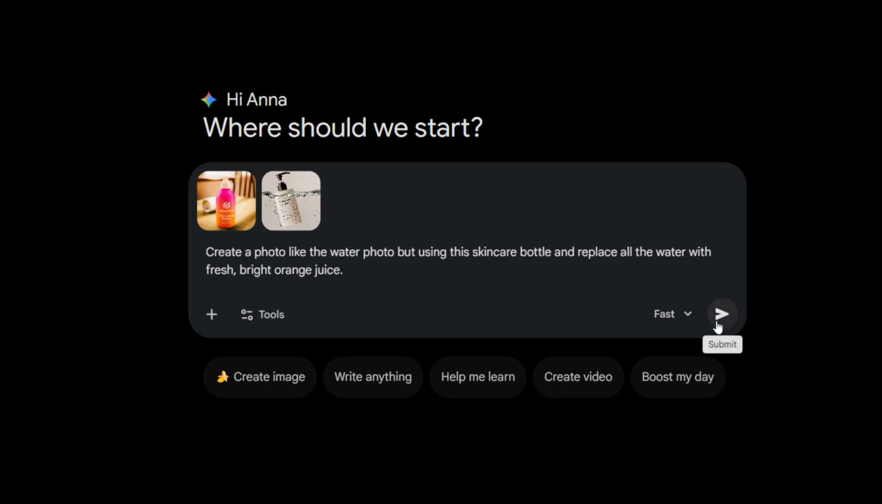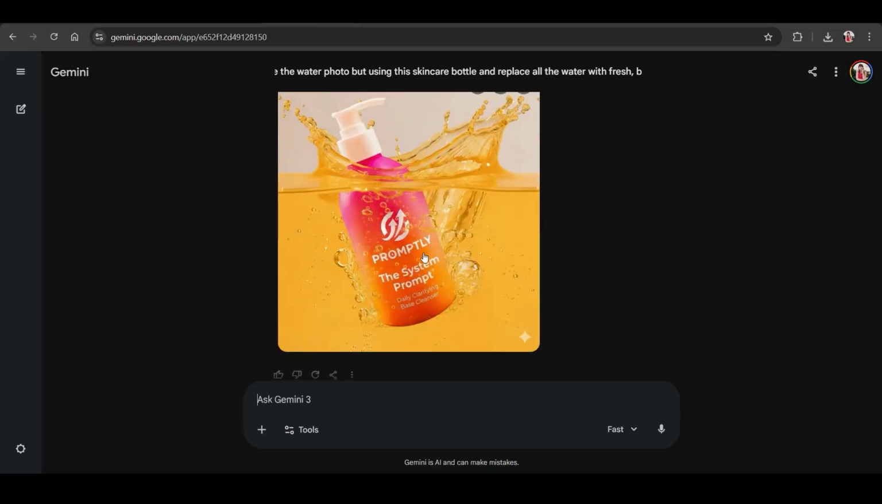In our first prompt, we aren't just asking for a random picture. We are telling Gemini exactly what we want by referencing the original image and asking to replace parts of it, swapping the water for juice and the original bottle for our skincare brand. Let's begin with fast mode. I hit submit and here is our image. The text is crisp and the bottle is perfectly under the waterline.